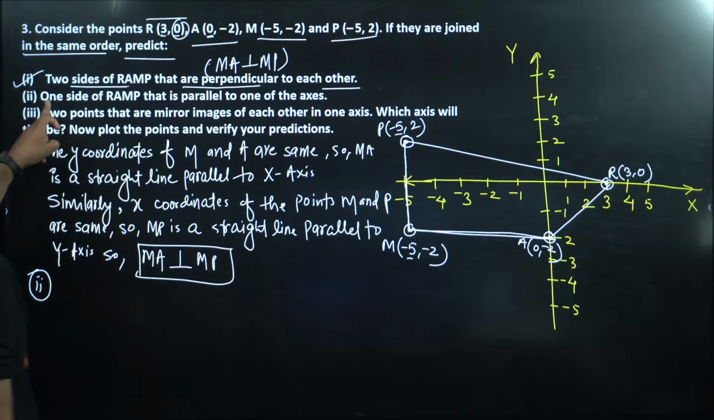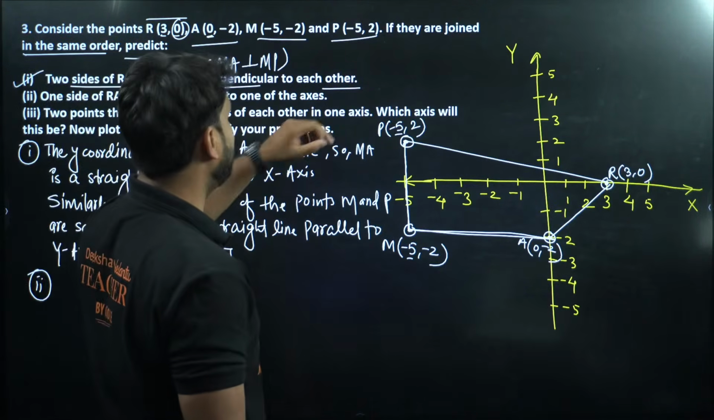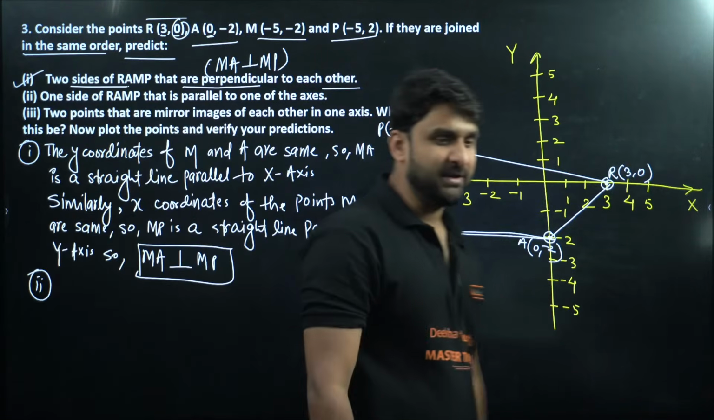What is the second question? One side of RAMP that is parallel to one of its axes. Is any side parallel to the x-axis? No. There will be no side which will be parallel to it.